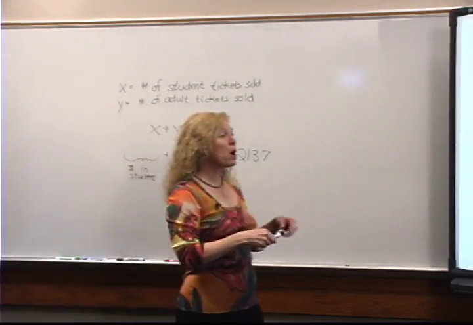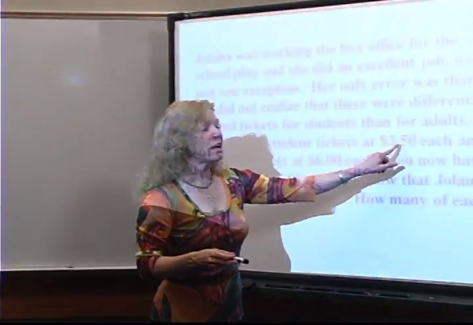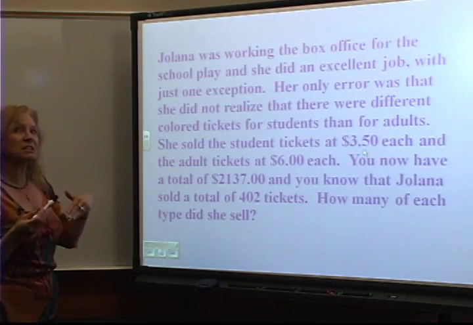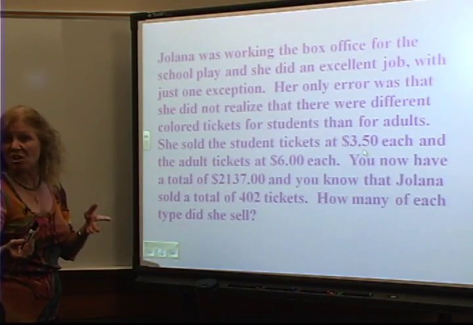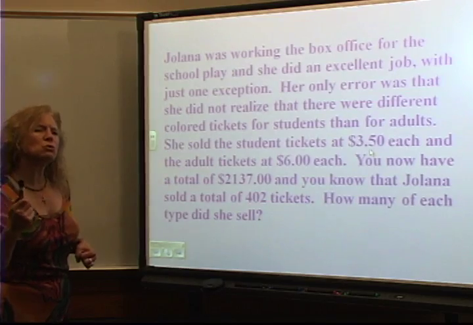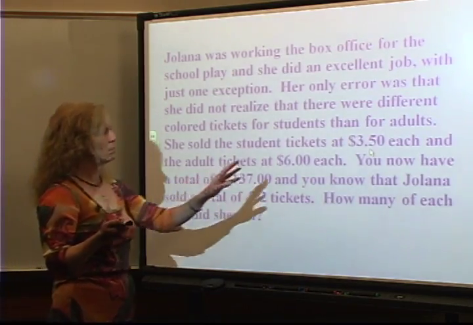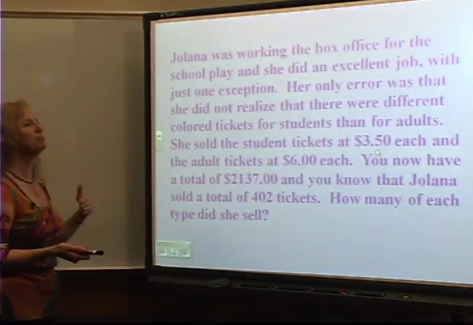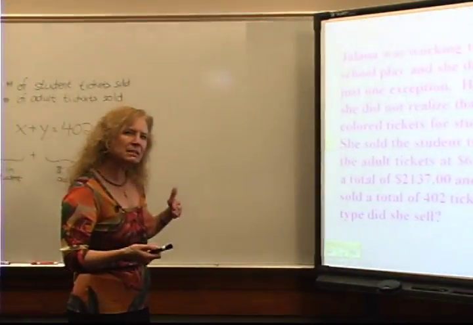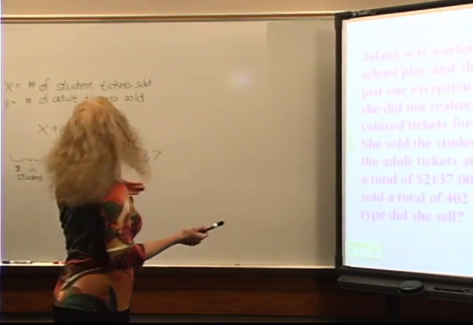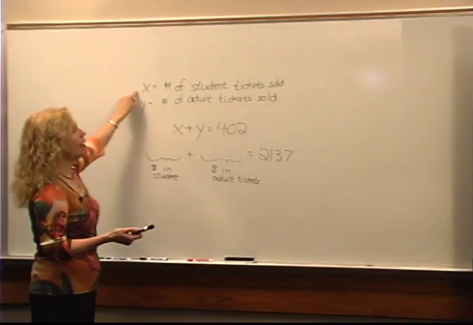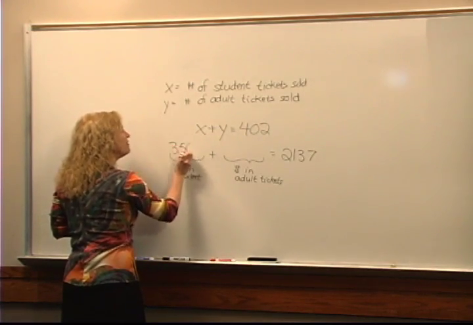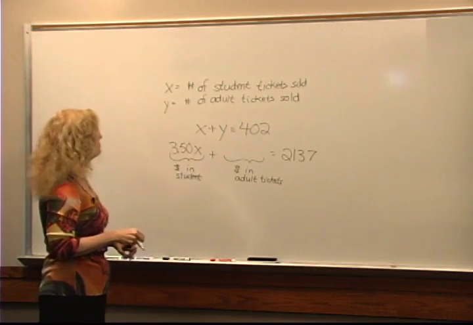Well, every single one of them is going for $3.50 a piece, so it would be 3.50 times 100, right? It'd be $350. Well, what if you sold 200 student tickets? Well, it's $3.50 a piece, so it'd be $3.50 times 200. Well, how many student tickets did we sell? X. Oh, so this is going to be $3.50 times X. And that makes sense.